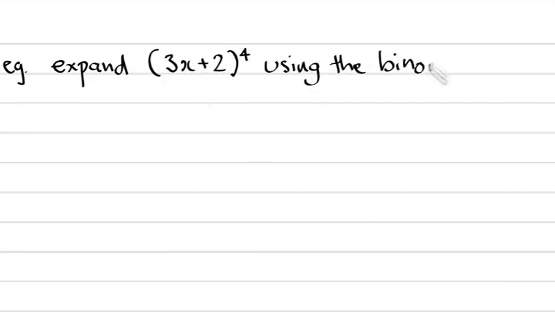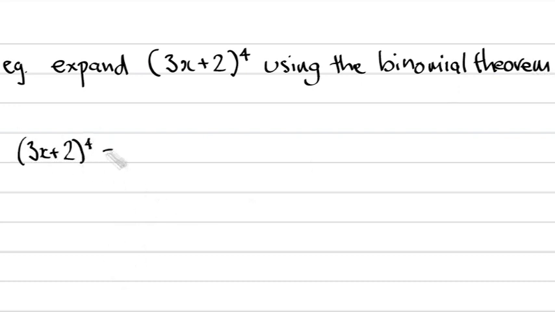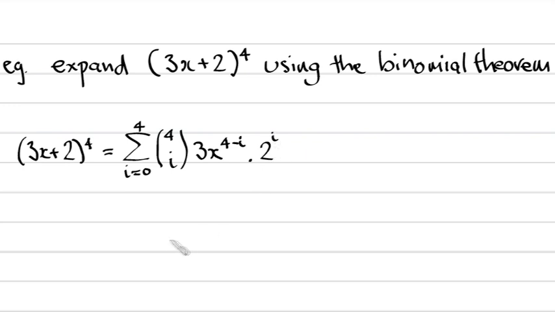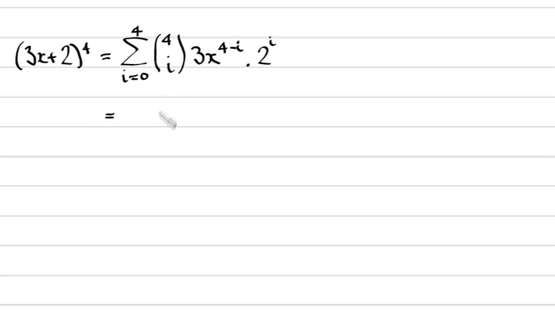Let's look at an example now. Let's expand 3x plus 2 all to the power 4 using the binomial theorem. 3x plus 2 to the 4 we can write as the sum from i equals 0 to this time 4, because our index there is 4. And we have 4 choose i objects in the sum by 3x to the power 4 minus i by 2 to the power i, whatever i happens to be. And i in this case will range from 0 through to 4.